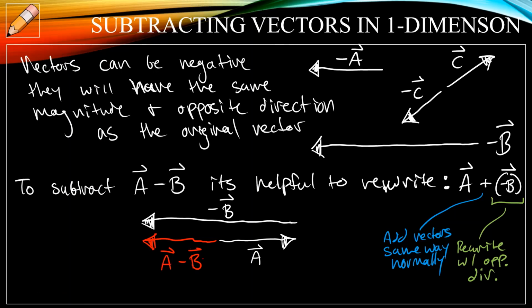Again, just like when you add two numbers, you get a new number. When you subtract two numbers, you get a new number. So when you subtract two vectors, you also get a new vector.